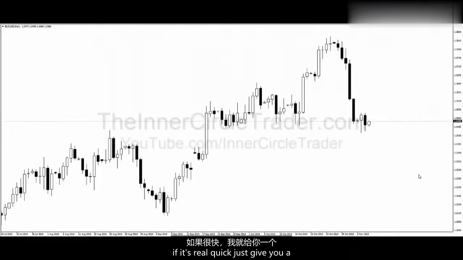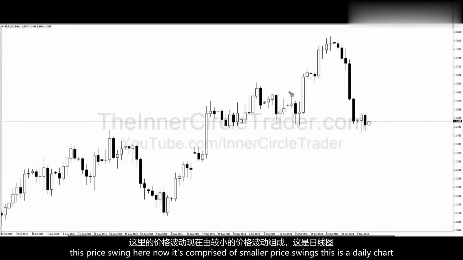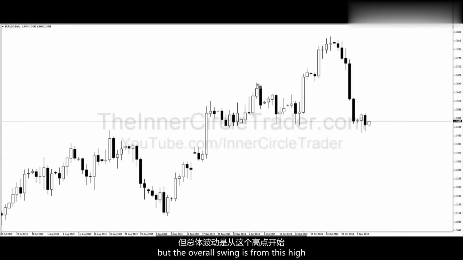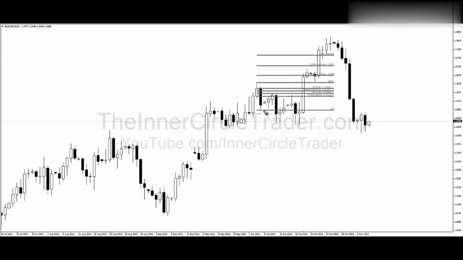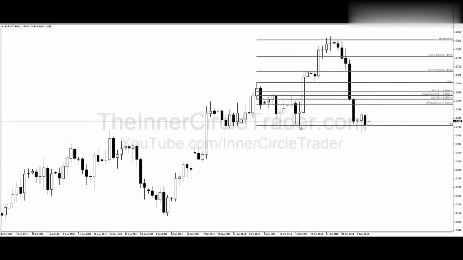Okay, folks, real quick, just give you a quick example for a bullish upside objective swing projection. We have this high here, down to this low. You see how we have this price swing here? Now it's comprised of smaller price swings. This is a daily chart, but the overall swing is from this high down to this low.